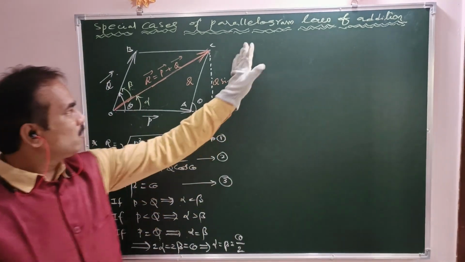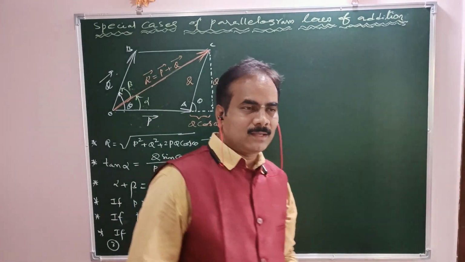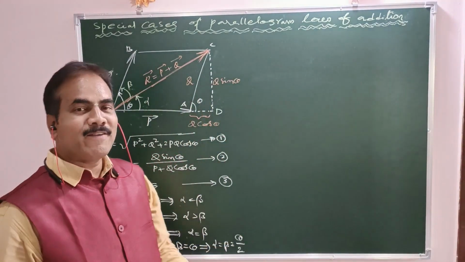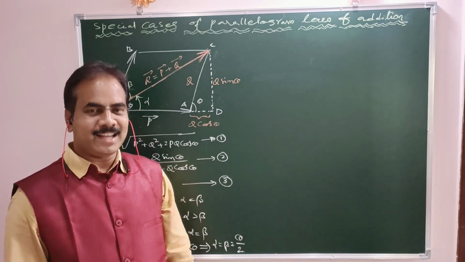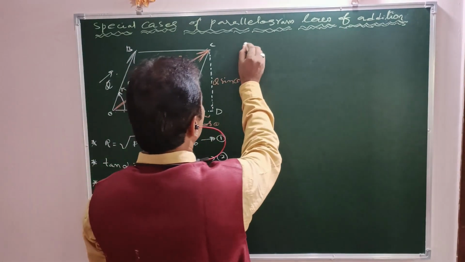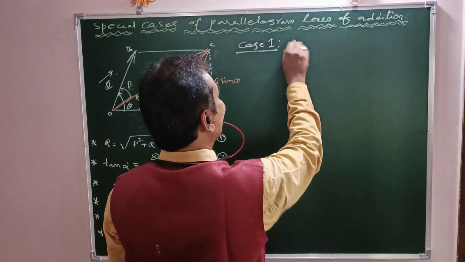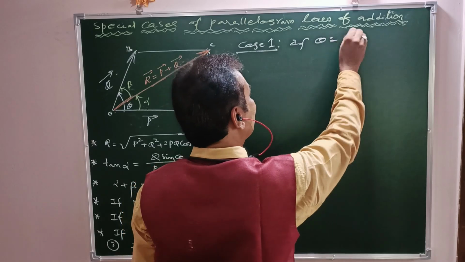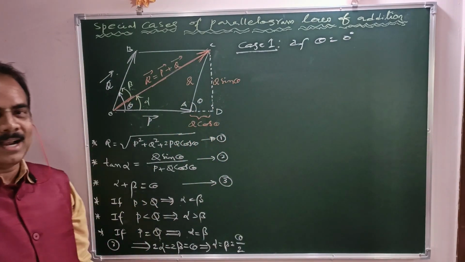Coming to special cases. Special cases in the sense we have to add given vectors by changing the angle between them from 0 to 180 degrees. So first, case 1: if theta equals 0. What is theta here?